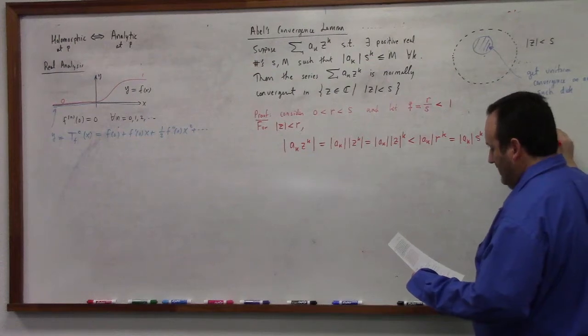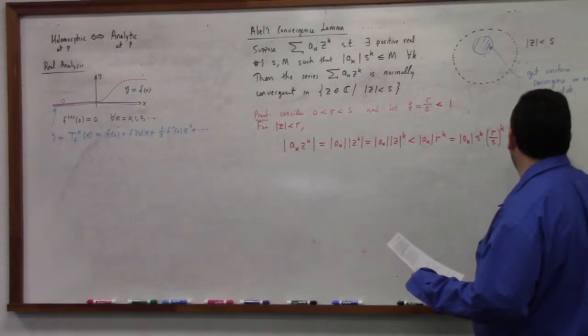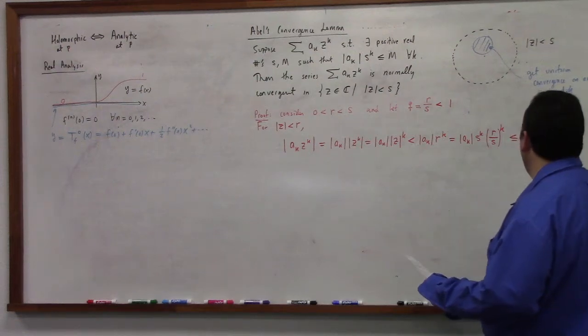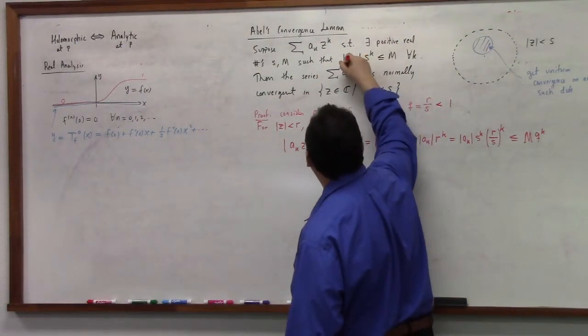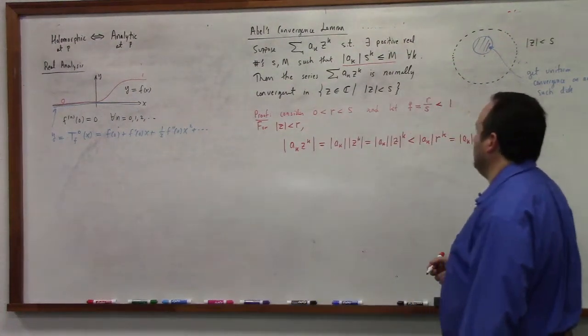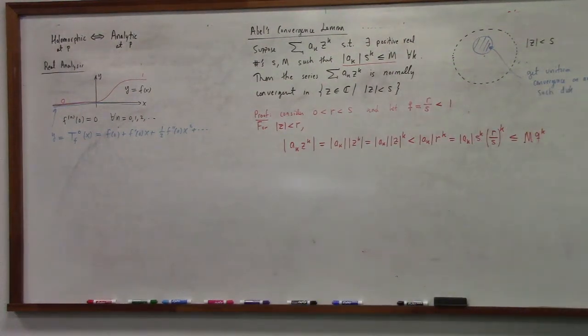Now what's this M? Where's this M coming from? q to the k is coming from the r over s, but the modulus of a_k s to the k we know is less than or equal to M. It's assumed in the lemma, a precondition of the lemma. It's right up here, so that's the M which was given to us. We're supposing that there exists an s and an M such that the modulus of a_k times s to the k is less than or equal to M. So then you got M q to the k.